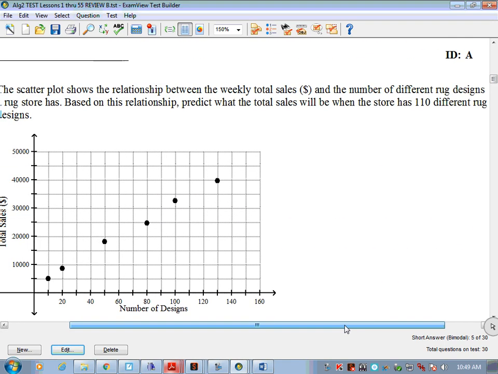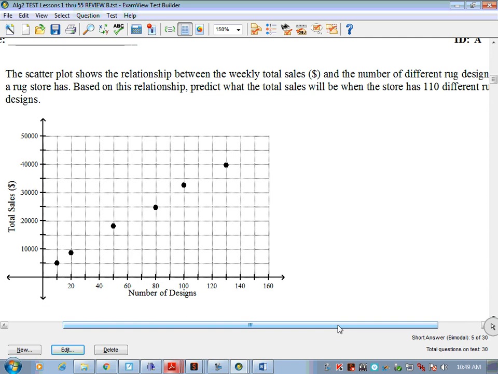All right, we've got a scatter plot here. Hopefully I can get all that information in here. The scatter plot shows the relationship between the weekly sales total and the number of different rug designs a store has. Based upon this relationship, predict what the total sales will be when the store has 110 different rug designs.